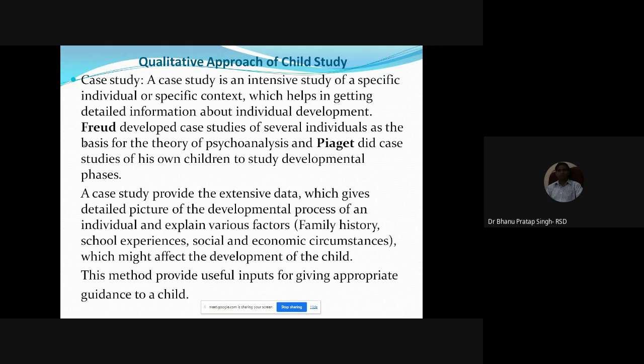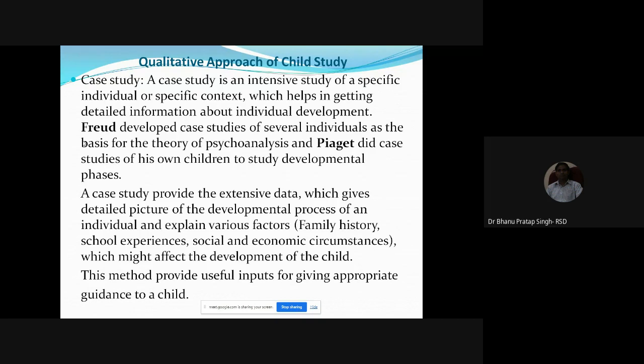You know, a case study is an extensive study of a specific individual or a specific context. It may not be generalized. As a teacher, if you have seen a child is not learning properly, you may use this case study method. And Freud was one of them. He developed various case studies of several individuals.